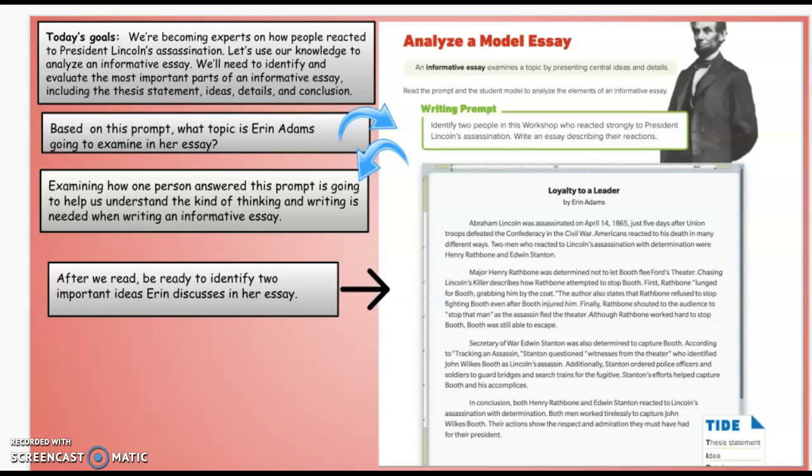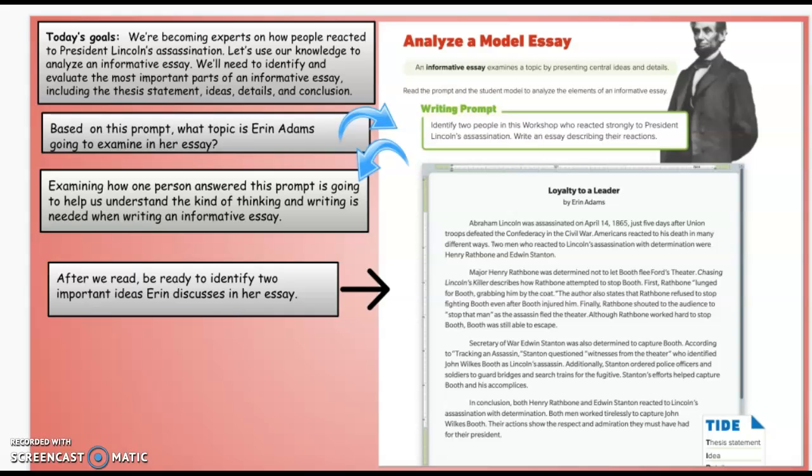Secretary of War Edwin Stanton was also determined to capture Booth. According to Tracking an Assassin, Stanton questioned witnesses from the theater who identified John Wilkes Booth as Lincoln's assassin. Additionally, Stanton ordered police officers and soldiers to guard bridges and search trains for the fugitive. Stanton's efforts helped capture Booth and his accomplices. In conclusion, both Henry Rathbone and Edwin Stanton reacted to Lincoln's assassination with determination. Both men worked tirelessly to capture John Wilkes Booth. Their actions show the respect and admiration they must have had for their president.